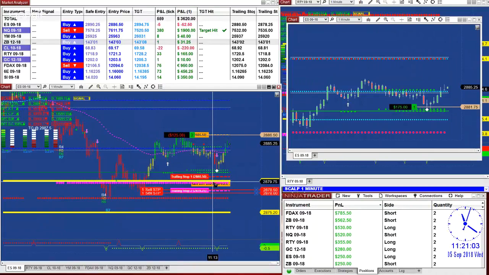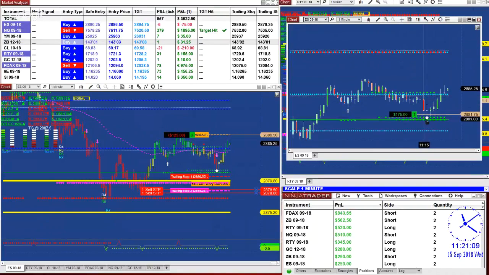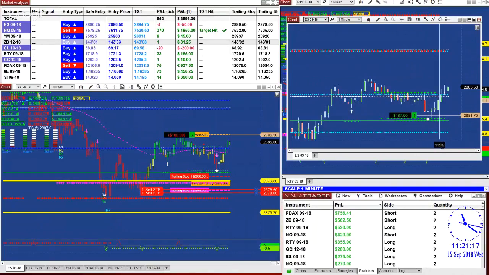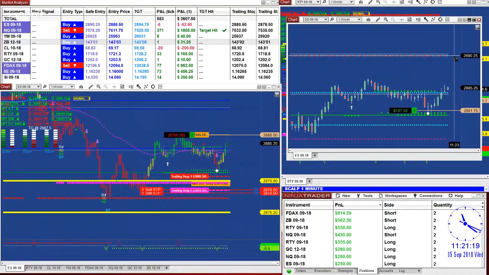So the way we nailed that ES, and also giving it one tick, being generous. And now we are climbing all the way to the 2890.